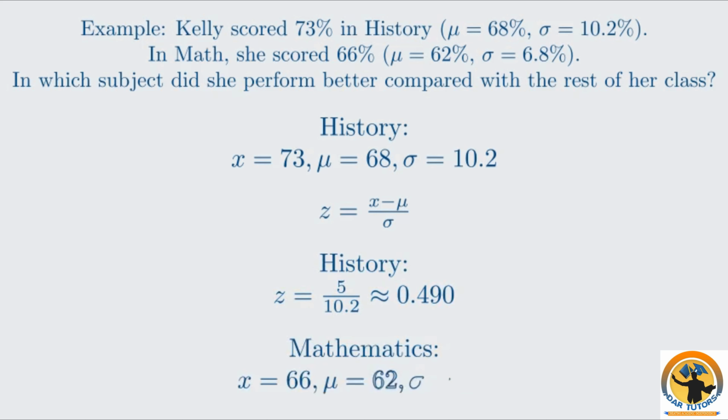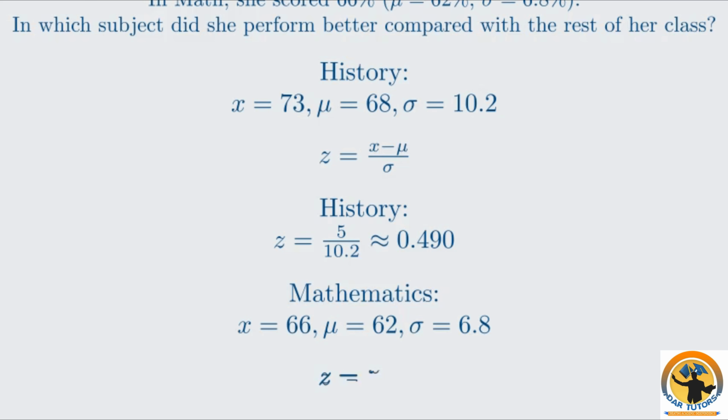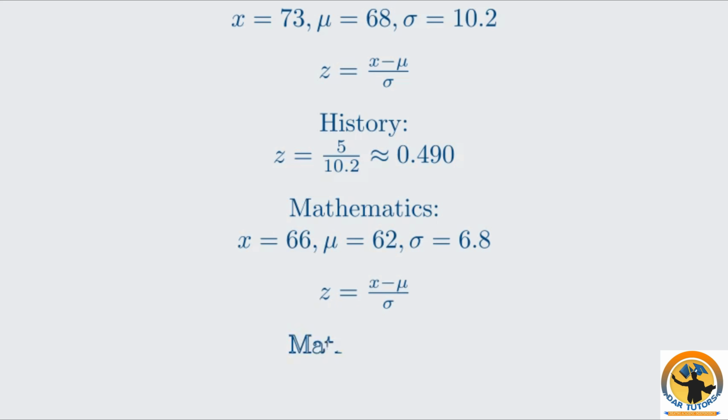Now let's do the same for mathematics. Here her score is 66, the mean is 62, and the standard deviation is 6.8. Calculating this, we get 4 divided by 6.8, which is approximately 0.588. This means Kelly's math score was 0.588 standard deviations above the class mean.